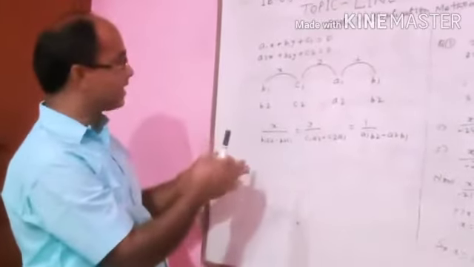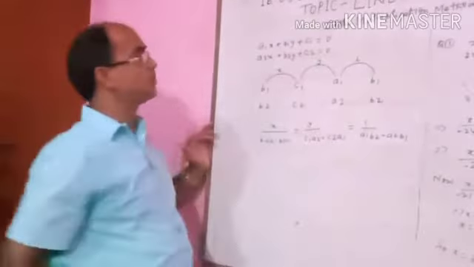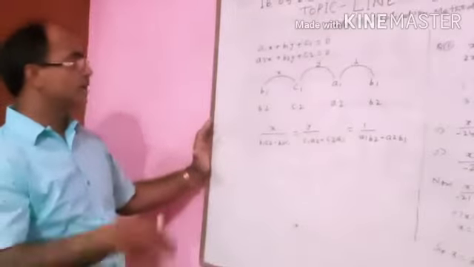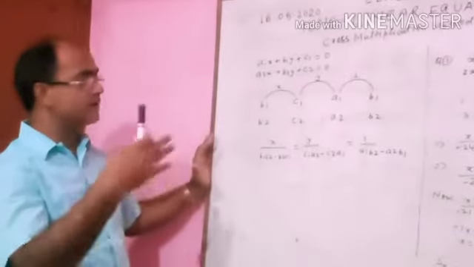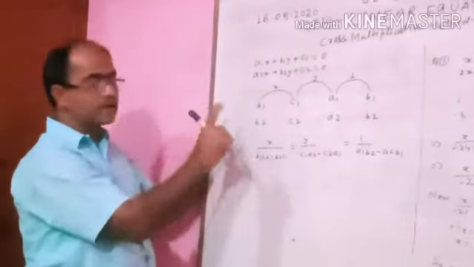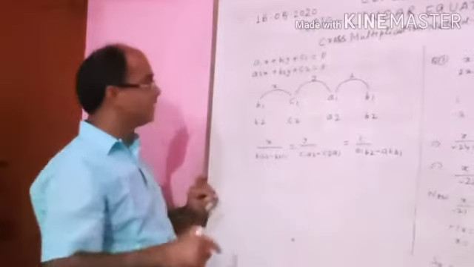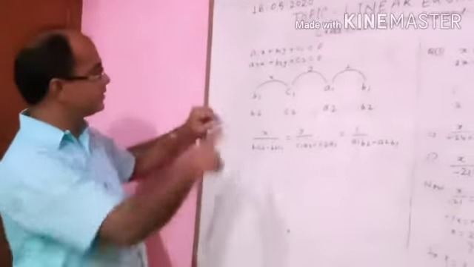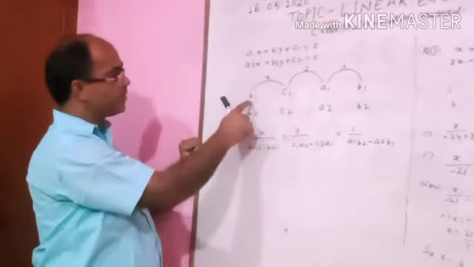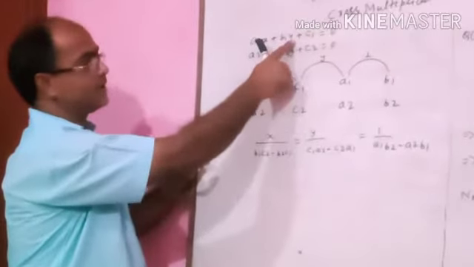How can we derive the formula for solving by the cross multiplication method? In the book it has been given in another way, but I am giving this formula by a trick method. So students, listen to me carefully. Here, students, I have written b1. b1 means the coefficient of y in the first equation.